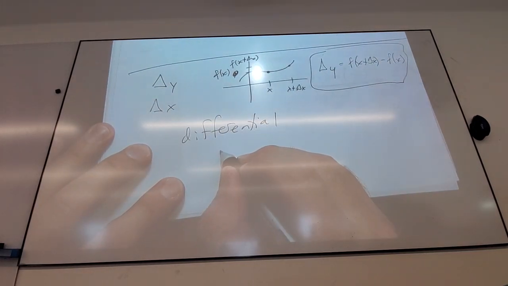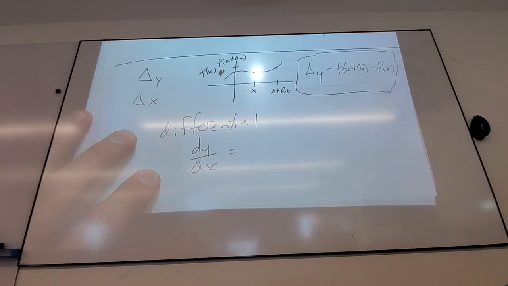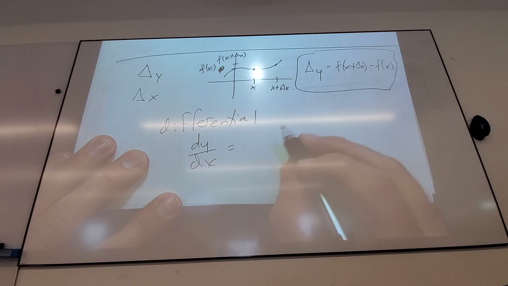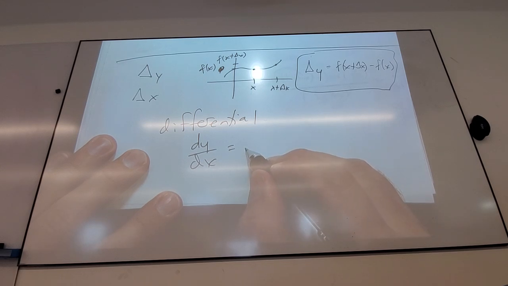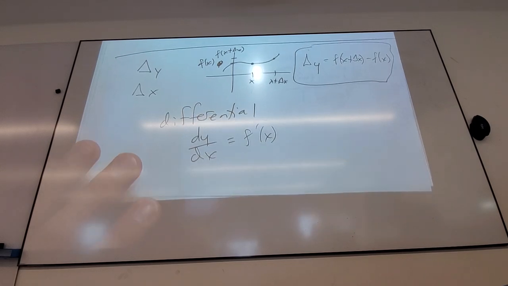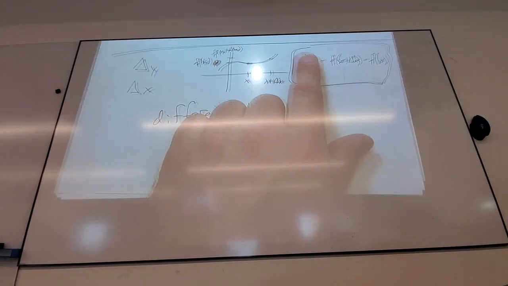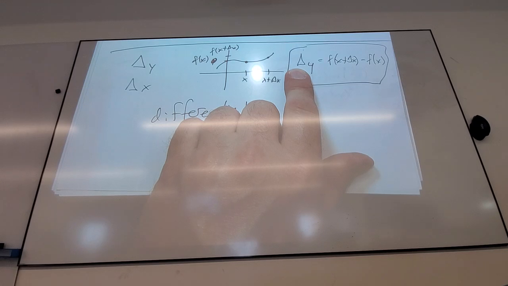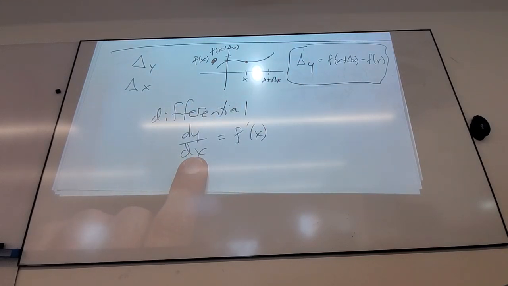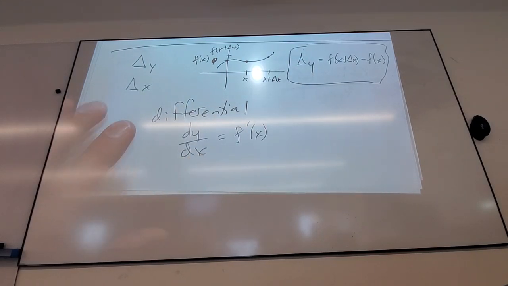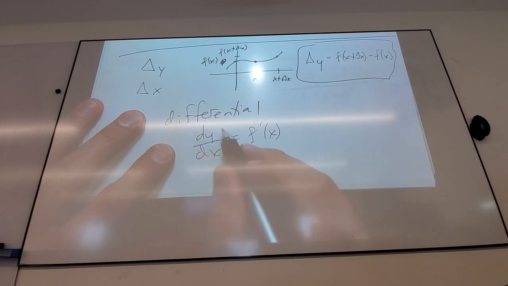So help me out. What's another way to say dy dx? How do they write it? Oh, good. What's another form of that? f prime of x? Yes, f prime of x. Or y prime if you want to. Do you see how this is solved for delta y? Can you solve this one for dy? What would you do? How do you get dy by itself?